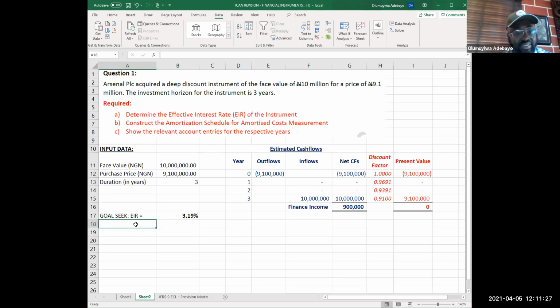Alternatively, I can use IRR, which is an Excel function, to obtain my effective rates.